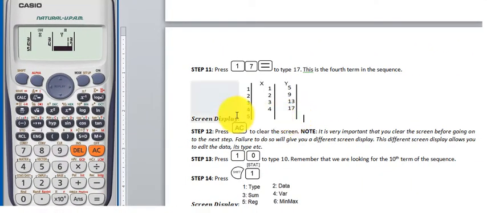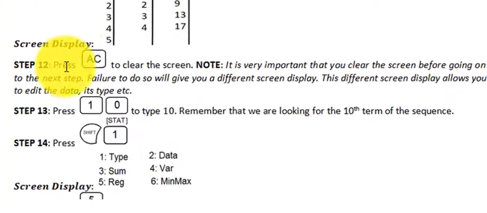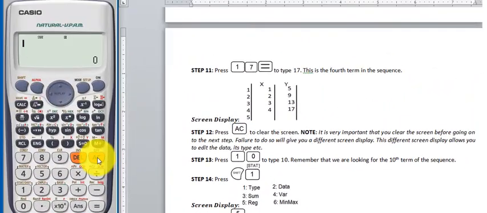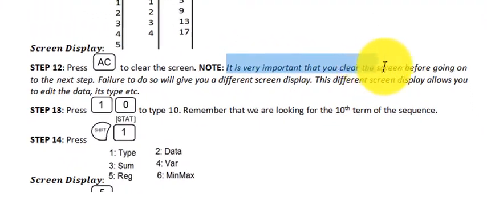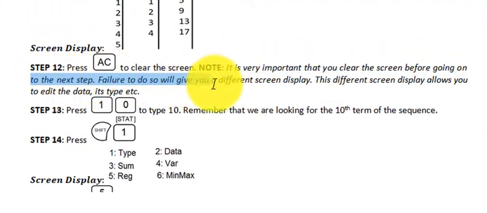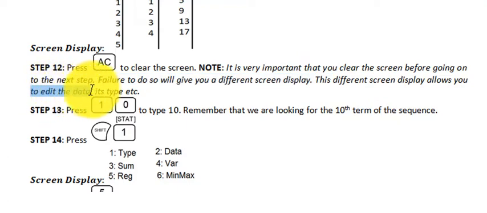Alright, so when you have the data entered like this, the calculator now stores the data that you've entered. So on step 12, you press AC to clear the screen. Note, it is very important that you clear the screen before going on to the next step. Failure to do so will give you a different screen display, one that allows you to edit data, its type, etc. So you have to press AC to clear the screen before you go on.